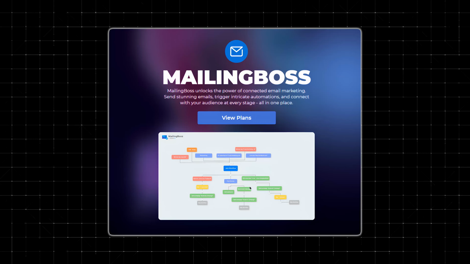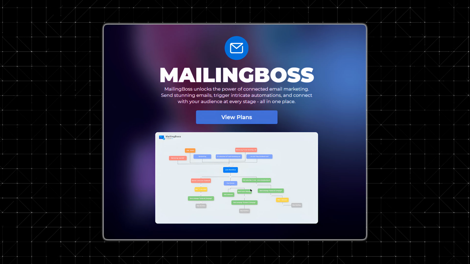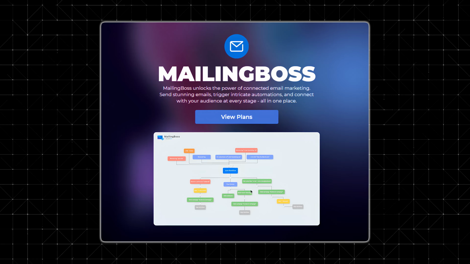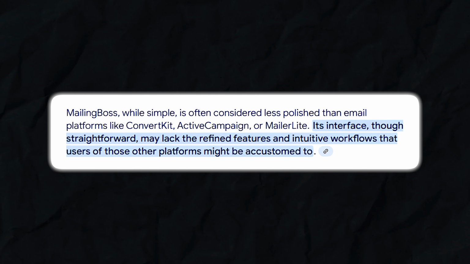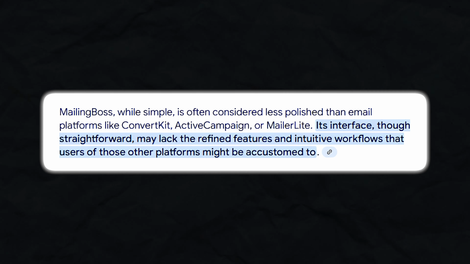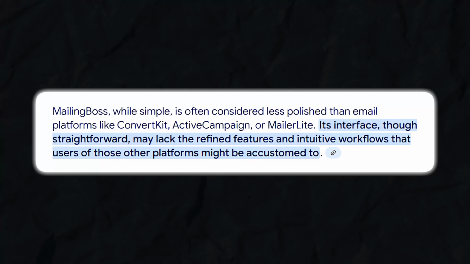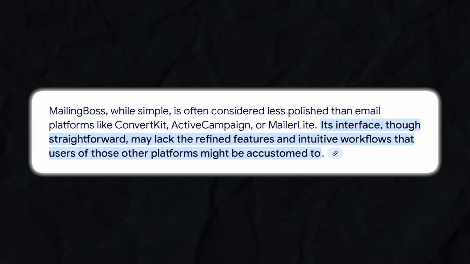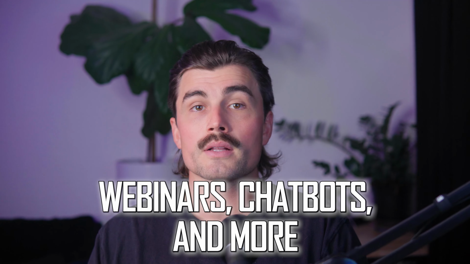MailingBoss, email marketing. Builderall includes its own email marketing tool called MailingBoss. This is where you can build your email list, send newsletters, set up automations, and even tag your subscribers based on their actions. To be honest, MailingBoss isn't the best email platform out there. If you've used ConvertKit, ActiveCampaign, or even MailerLite, you might notice that it feels a little clunky in comparison. The interface is simple, which is good, but it also lacks some of the polish and intuitive workflows that you might be used to.